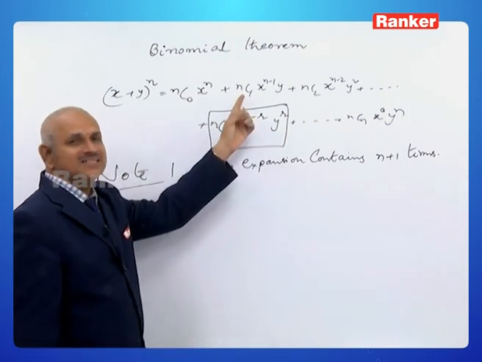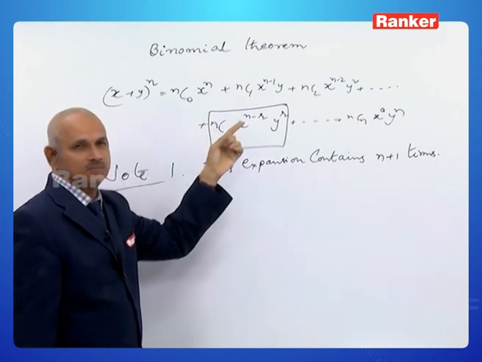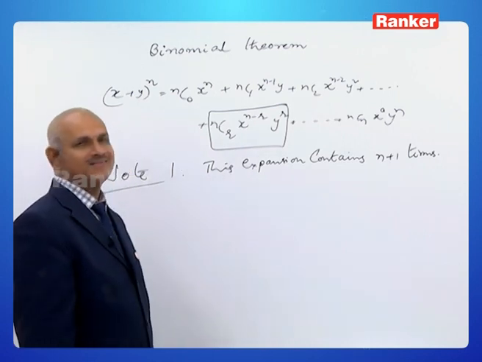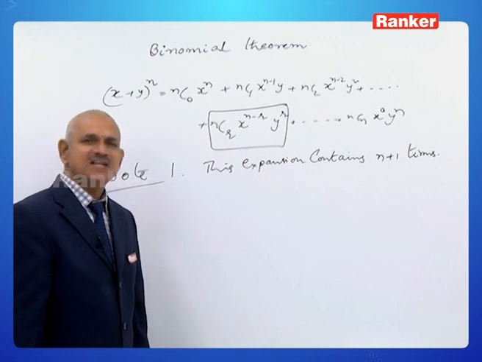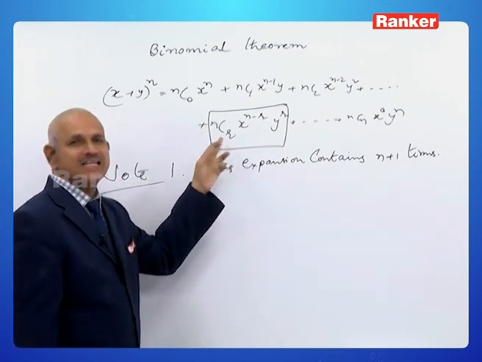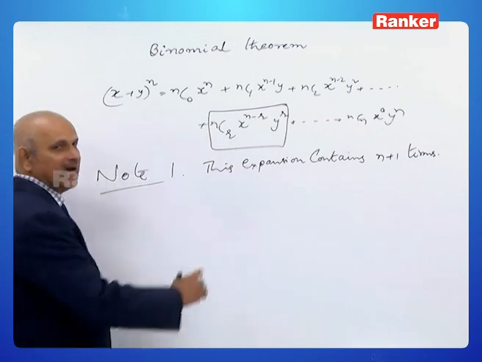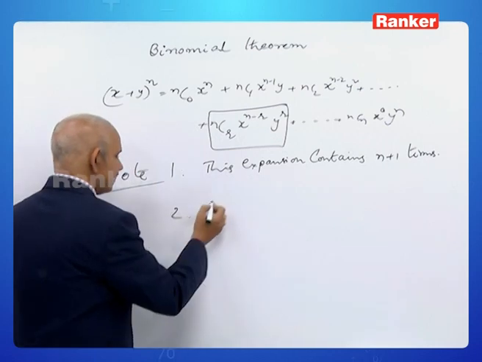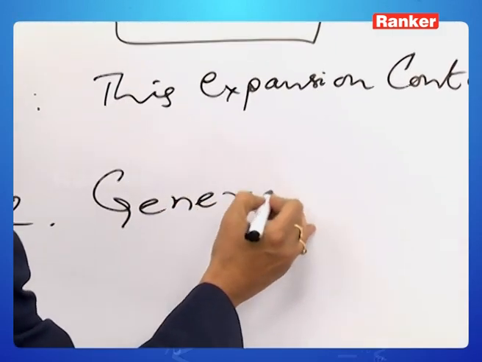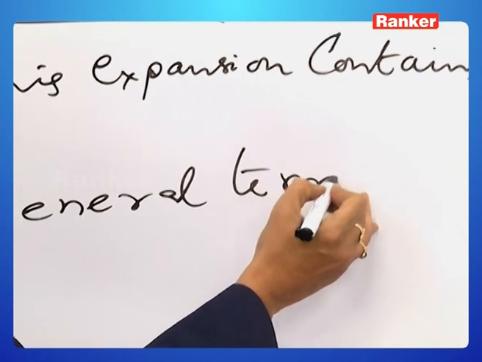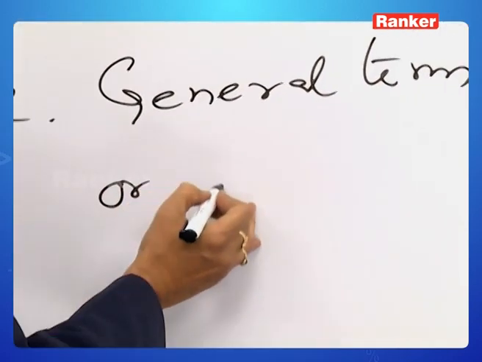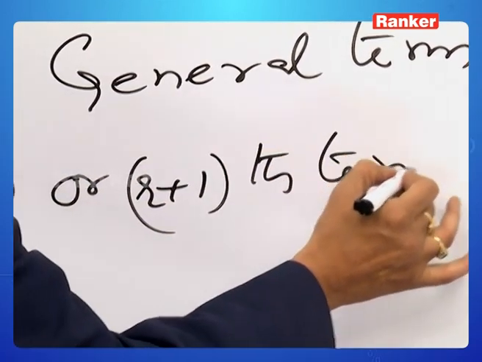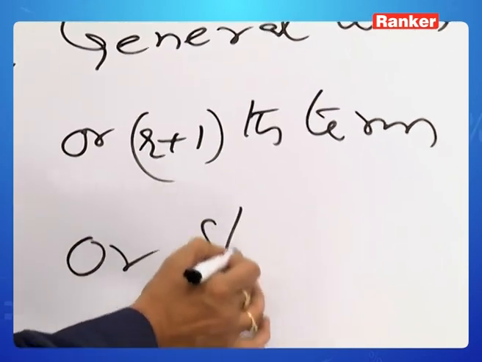This starts with nC1, hence it is the second term. What is the term which starts with nC5? The sixth term. What is the term which starts with nC10? The 11th term. What is the term which starts with nCr? The (r plus 1)th term. And this particular term is hereafter referred to as the general term, or the (r plus 1)th term, or the standard term.